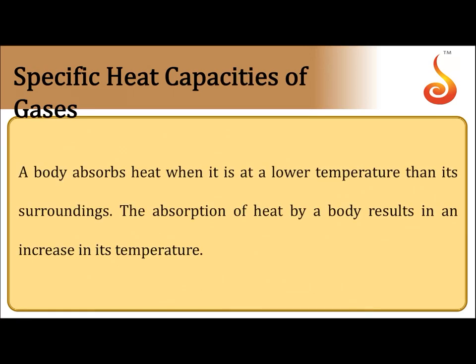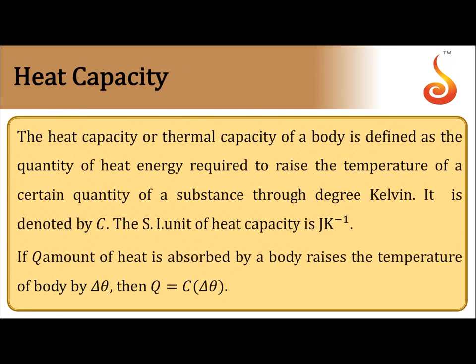Moving on to specific heat capacities of gases. A body absorbs heat when it is at lower temperature than its surroundings. The absorption of heat by a body results in increase in temperature. So heat capacity or thermal capacity of a body is defined as quantity of heat energy required to rise the temperature of certain quantity of substance through 1 degree Kelvin or 1 degree Celsius. So this is called heat capacity. If it is taken for unit mass, then it is specific heat capacity.